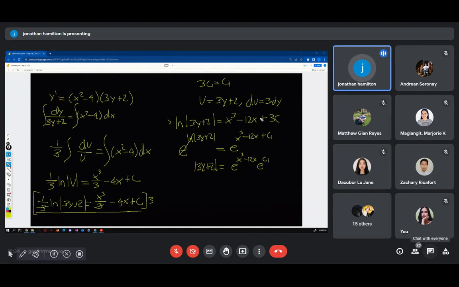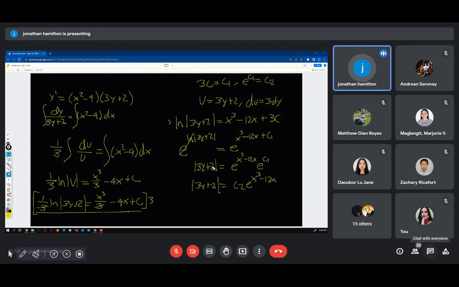Since e raised to c1 can also be an arbitrary constant, we could say e raised to c1 is equal to the value of c2. So by doing this, we can simplify this by saying the absolute value of 3y plus 2 is equal to c2 e raised to x cubed minus 12x.